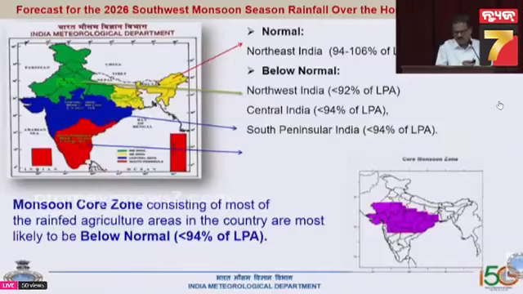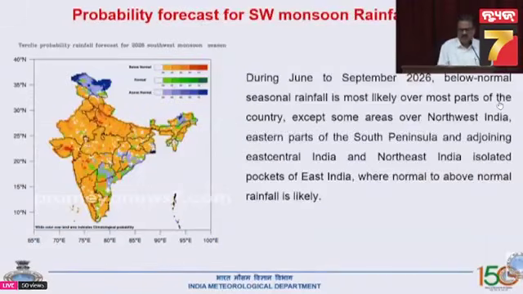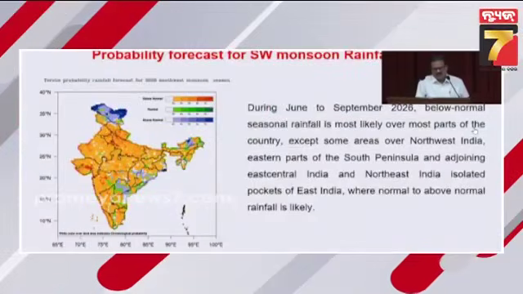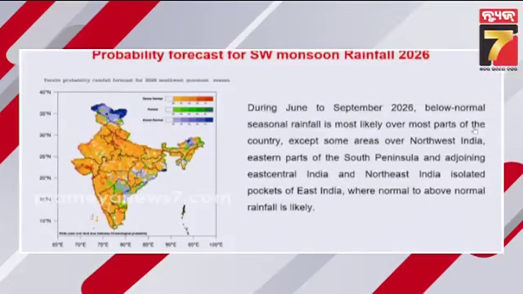94% of long period average. Now let us look at the forecast of rainfall in different parts of the country. It is a spatial map of the southwest monsoon seasonal rainfall 2026. So you can find three different colors. One is yellow, orange, red, indicating different probabilities of below normal rainfall. You can find light green to deep green, indicating different probabilities of normal rainfall. Then light blue to deep blue, indicating above normal rainfall activity.